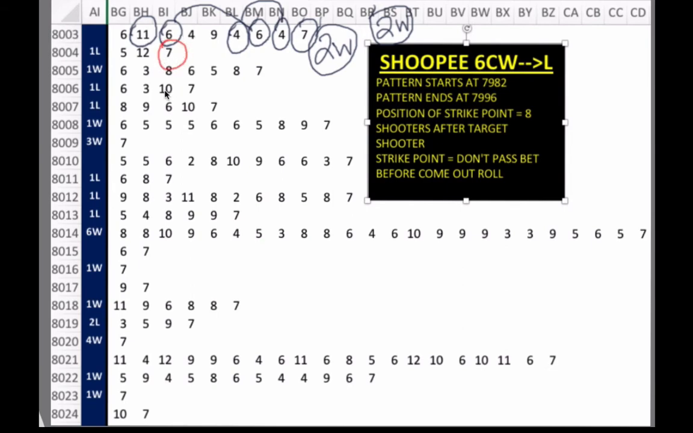There's win number 1. And from this 6 to this 6 is win number 2. So that's another 2-win series. Here's from this 8 to that 8 is win number 1. That 7 is win number 2. And that's another 2-win series.